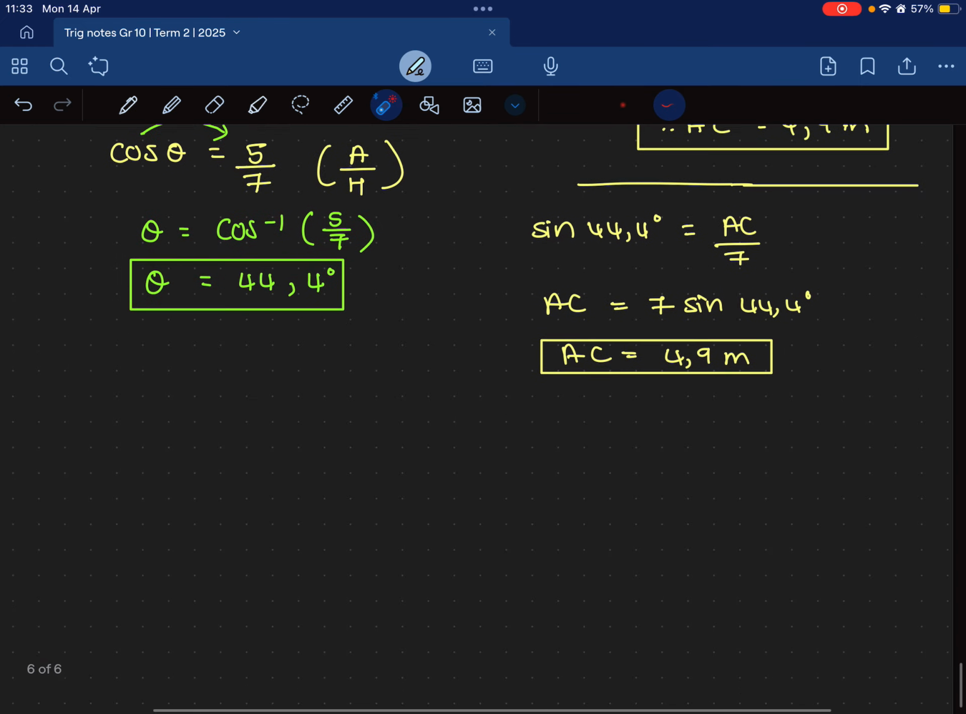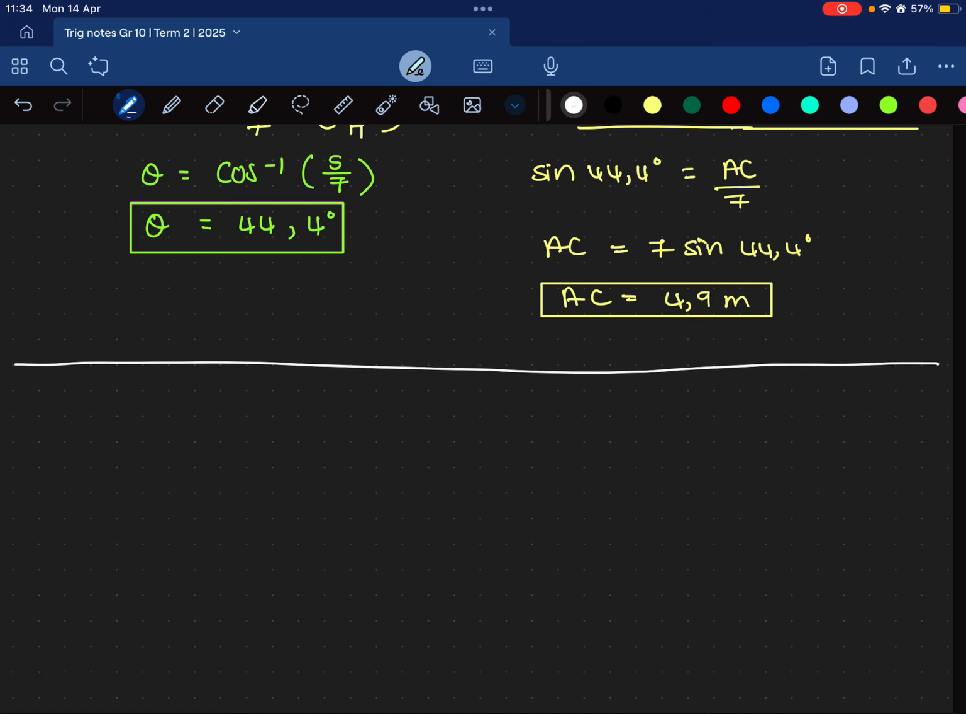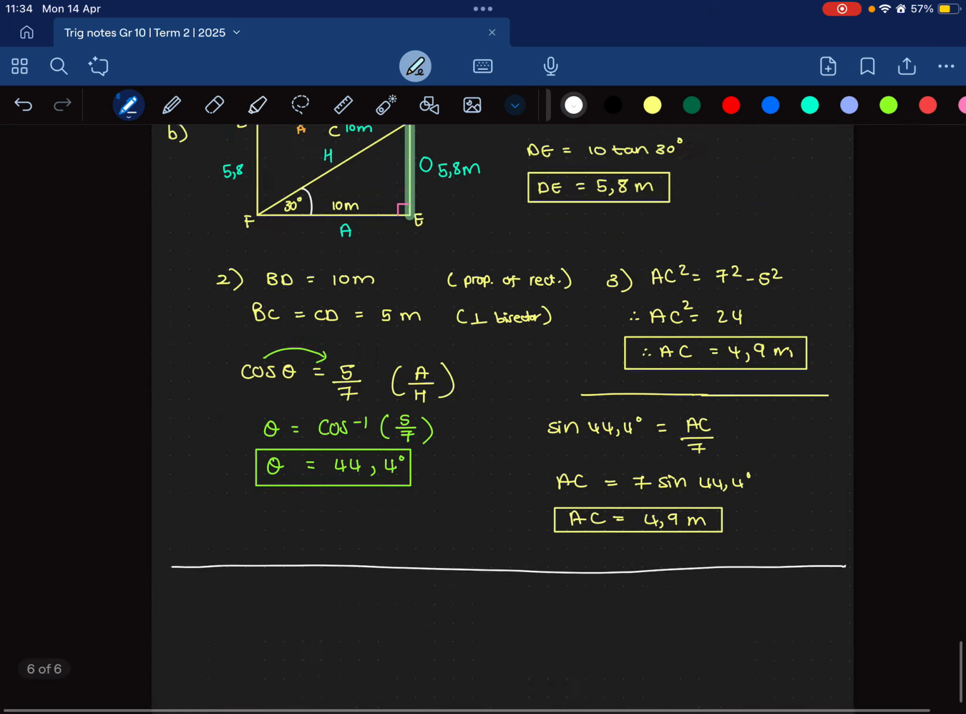So that's it for our corrections. After that, you can rule off. You can write the date and the heading. The heading is going to be the reciprocal functions of trig ratios.